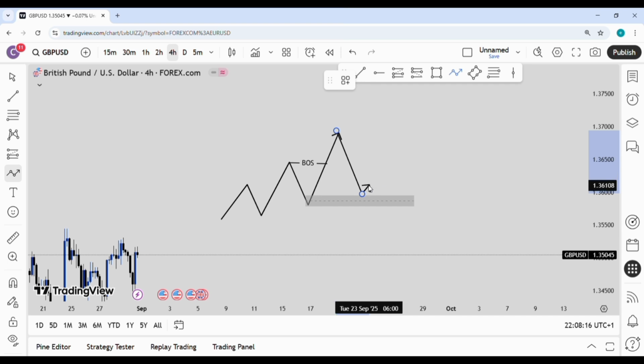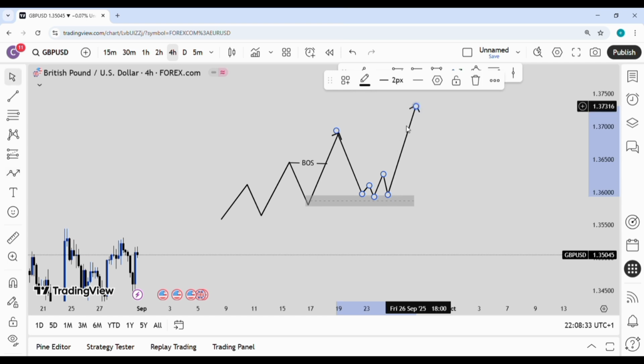So we need something like this, and this. This is the change of character and price returning to the fair value gap or order block, and then we are going to join the market to keep on booming to the upside. Now this aspect is what we'll be looking for in the 15-minute time frame, while this aspect will be what we'll be looking for in the 4-hour time frame.